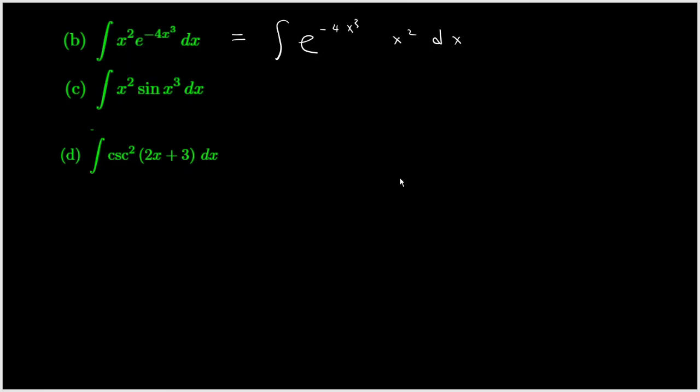Anybody want to tell me how to choose u for question B? Anybody want to tell me how to choose u for this question? Please, let u be. For question B on the screen, how to choose u, please? Yeah, negative 4x cubed.